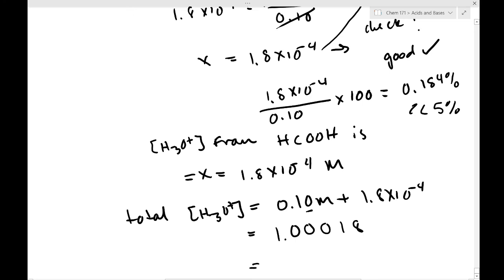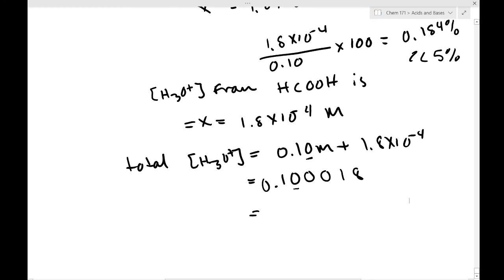Now using the rules of significant figures, we can only use up to this digit. So this is equal to 0.10, because of our initial starting point. That means our H3O plus concentration is equal to 0.10 molar.